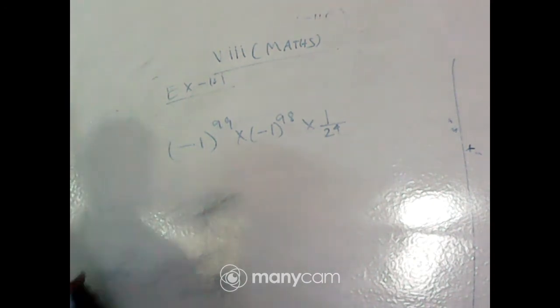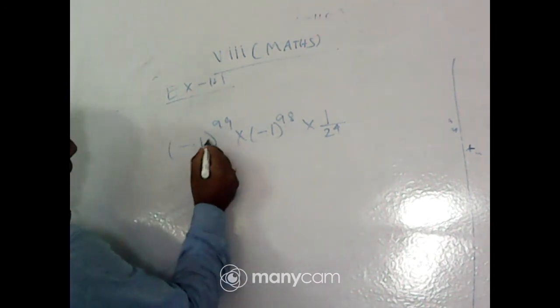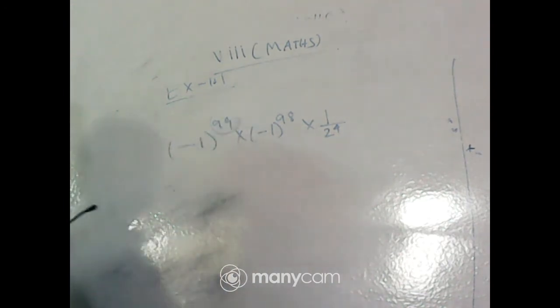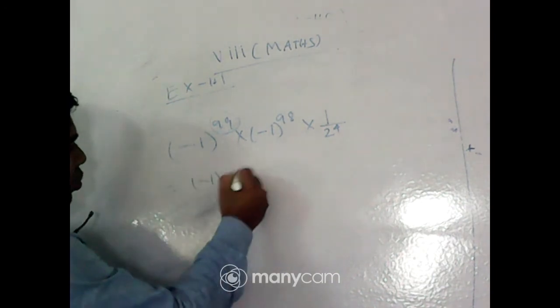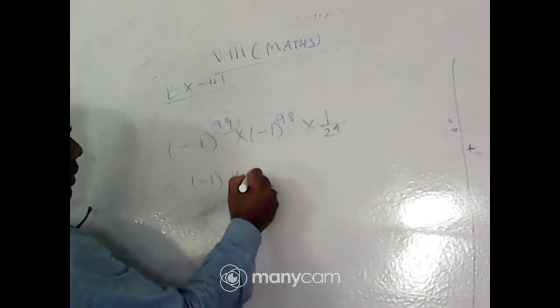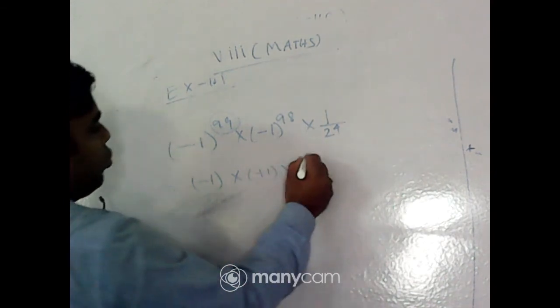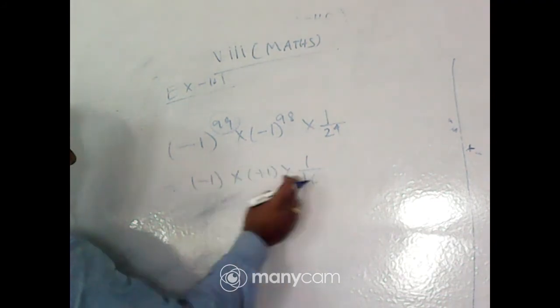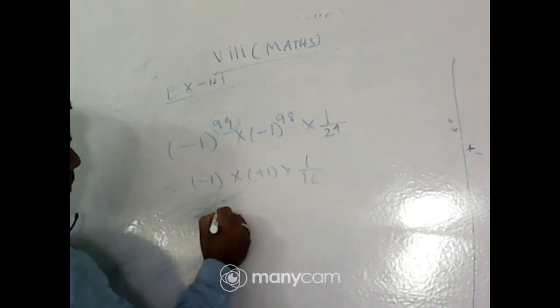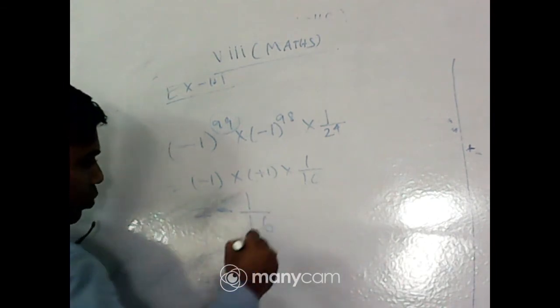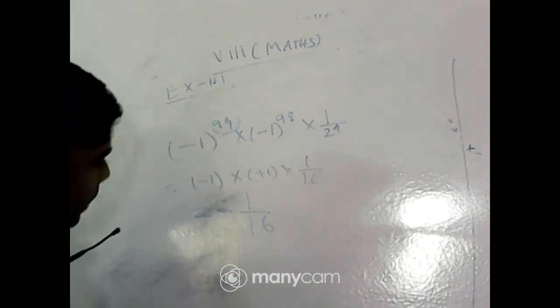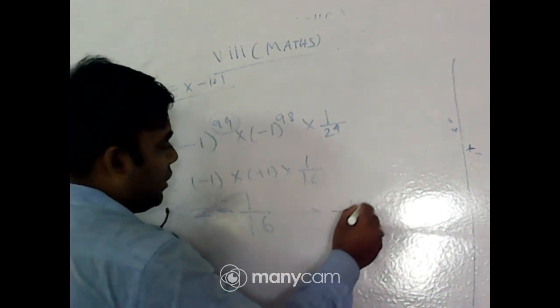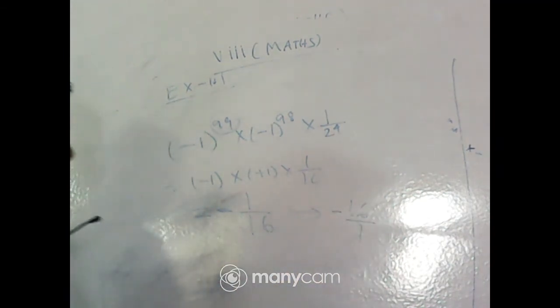Let us check. First of all, minus 1 to the power 99, minus 1 to the power odd number, will be minus 1, into minus 1 to the power even number, that will be plus 1. 1 by 2 to the power 4 means 1 by 16. So minus into plus, that is 1 by 16 with minus sign. So the result is minus 1 by 16, and its multiplicative inverse should be minus 16 by 1.